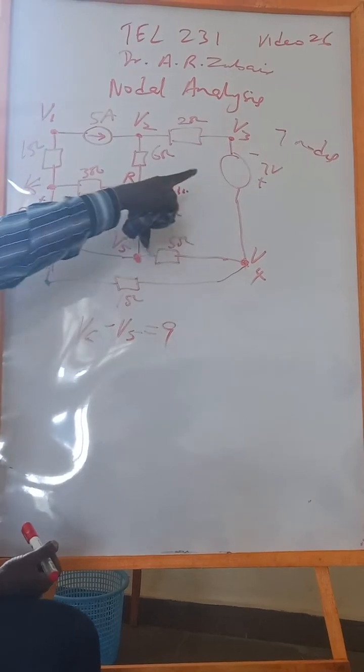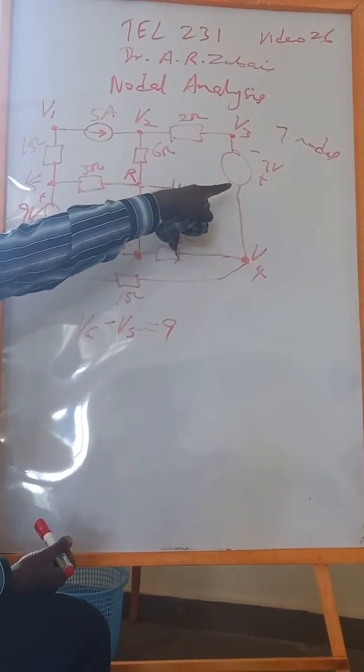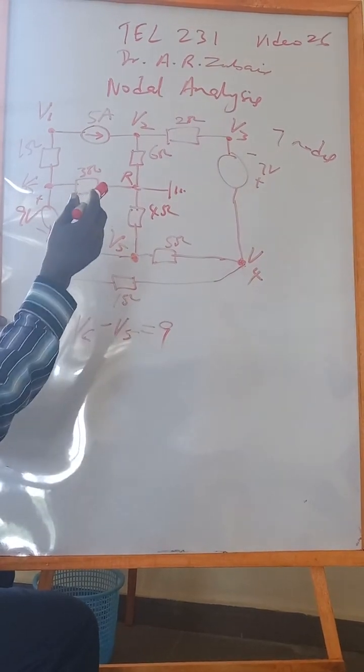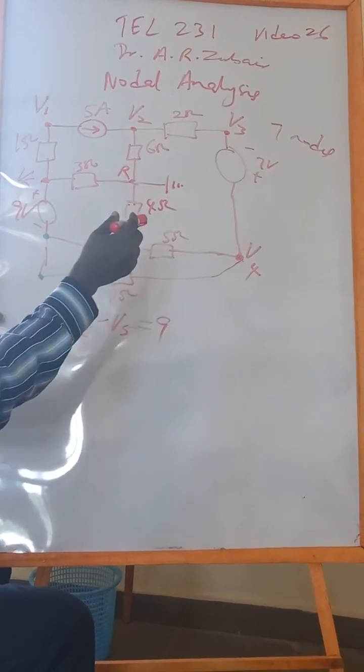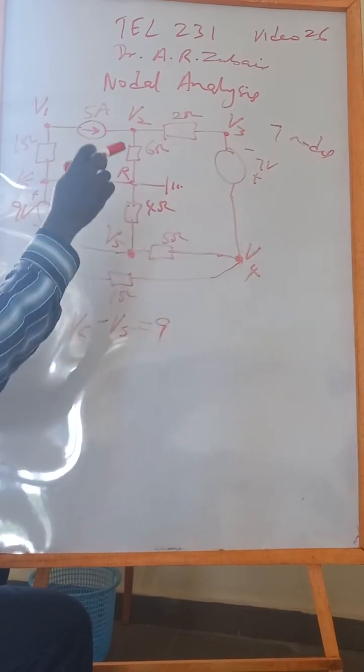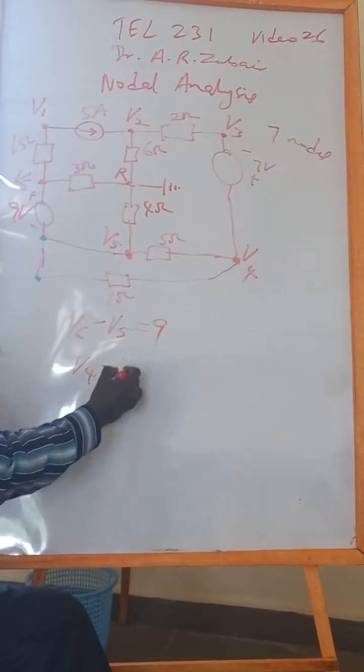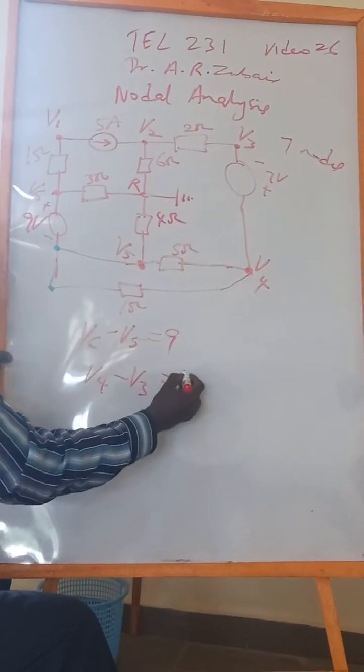On your own, you can write the same thing for the 7 volt source. You expect that it is connected between V3 and V4. And from that indication, V4 is supposed to be more positive than V3. So we can say that V4 minus V3 must be equal to 7 volts.